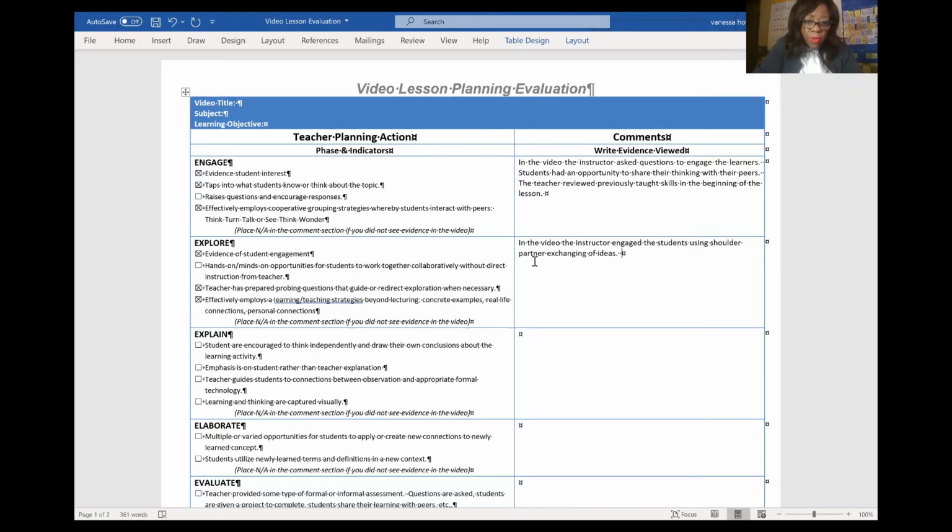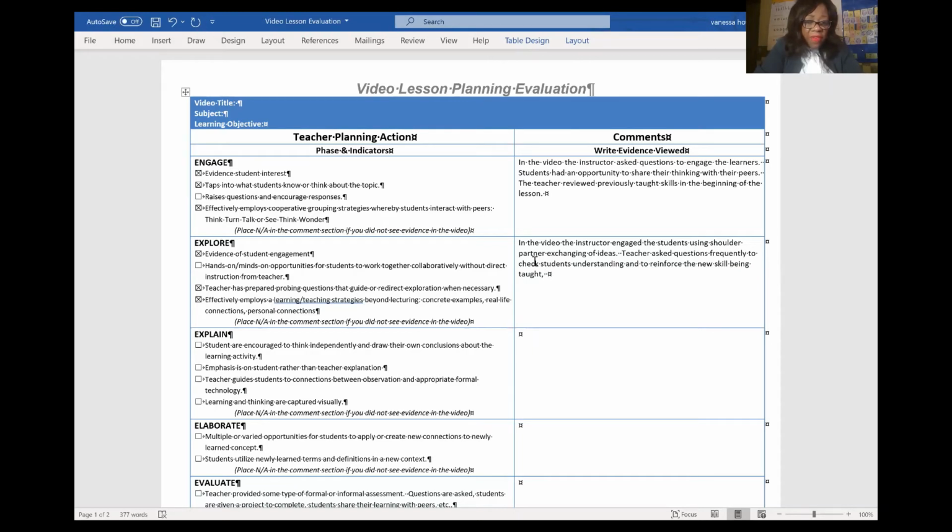Okay, teacher had prepared probing questions. Yeah, teacher asks questions frequently. I do, and you should too. Teacher asked questions frequently to check students' understanding and to reinforce the new skills being taught.